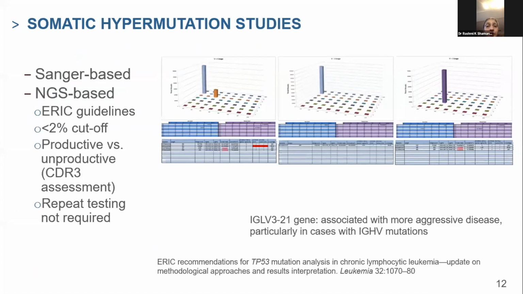So how do we evaluate for this IGHV or the somatic hypermutation status? Traditionally, we used Sanger sequencing, where we evaluated one sequence and compared it to germline. Depending on the quality of the sample, the sequence would not be clean enough for us to evaluate this quantitatively. Now we use more sophisticated NGS-based technologies, and we adopt the ERIC guidelines, which still recommend the 2% cutoff.